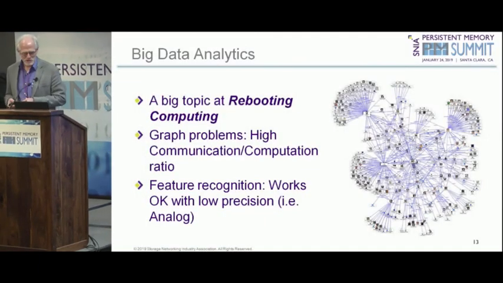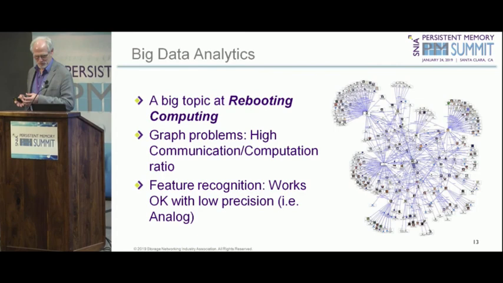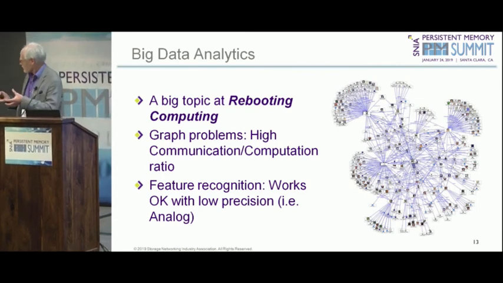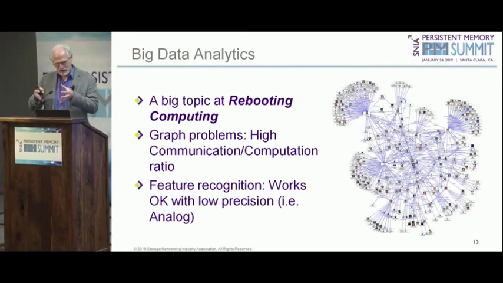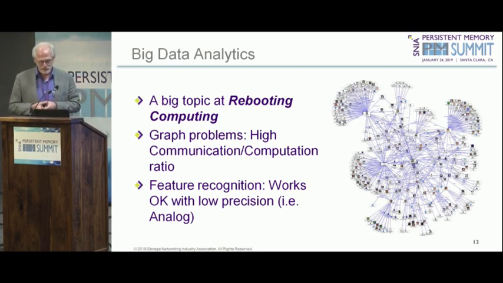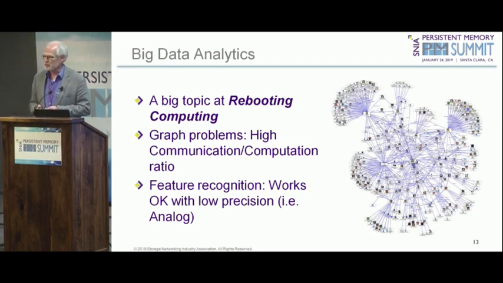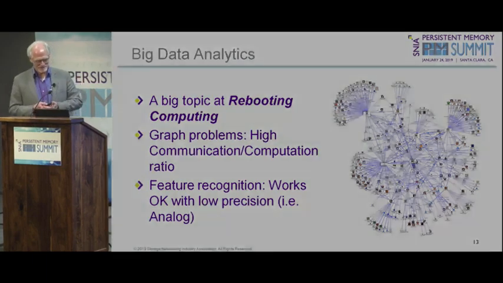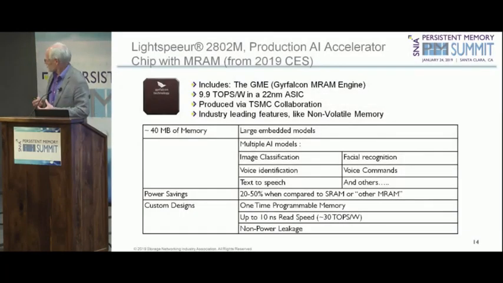All right, so let's go back to the rebooting computing. A big topic there was AI-type problems, but also graph problems, high communication computation ratios, and things like feature recognition, which works well with low precision, analog, or maybe even approximate computing to decide, you know, is this a dog, is it a horse, that kind of thing. Which is like the last slide. As you were saying, can you do this?